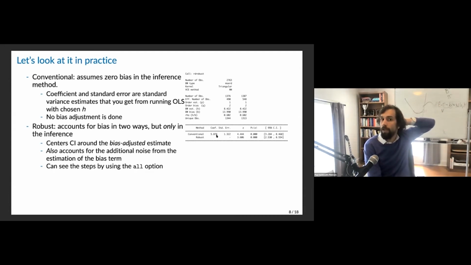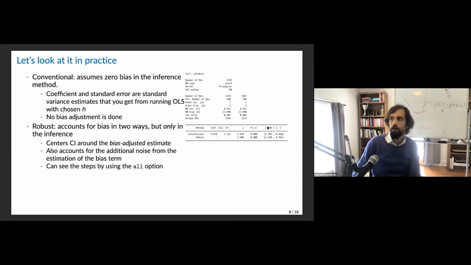If you don't pay attention to that and you treat it as known, right? You've estimated it from the data. So there's statistical uncertainty associated with that. And so that's going to increase the variance of your overall estimate. And so this robust approach is accounting for that estimation of the bias term. So they're reporting that confidence interval around the recentered estimate and using that more robust variance estimator.